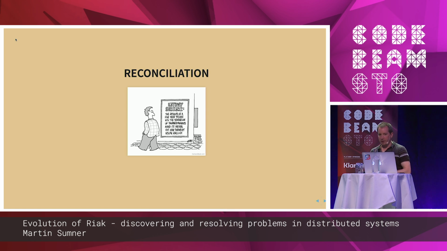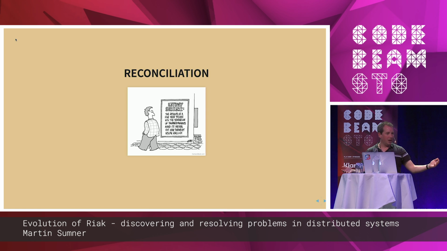The other big issue is reconciliation. So we have lots of data in Riak clusters. The biggest customers have petabytes of data in their clusters. And because we asynchronously replicate it everywhere, and the messaging isn't reliable, we can't be sure that all our data has got to every place that it needs to get to. So how do we resolve that problem?